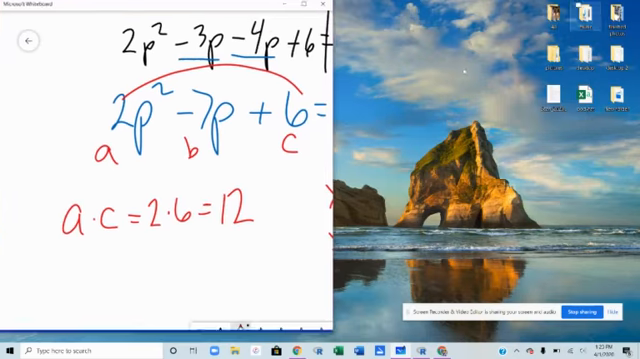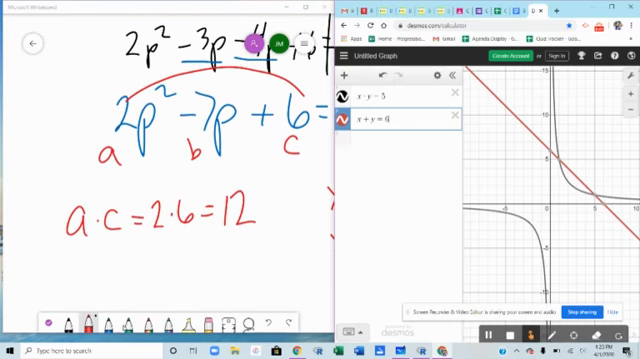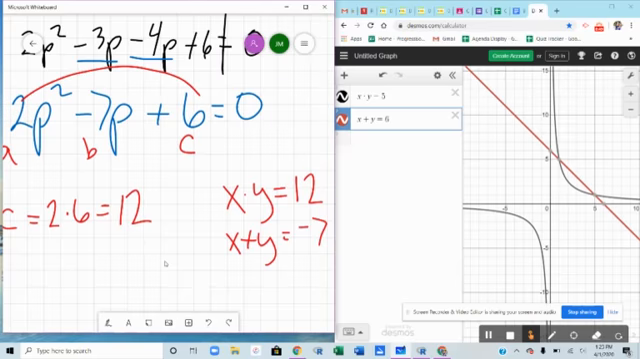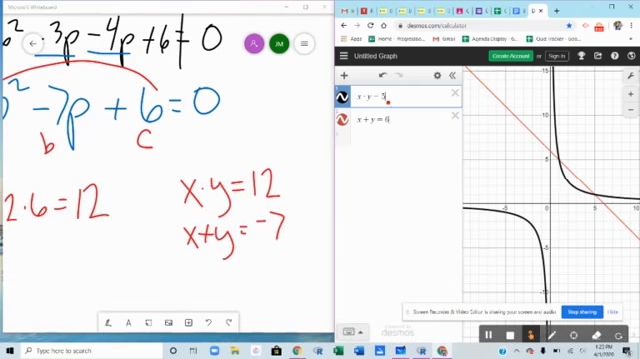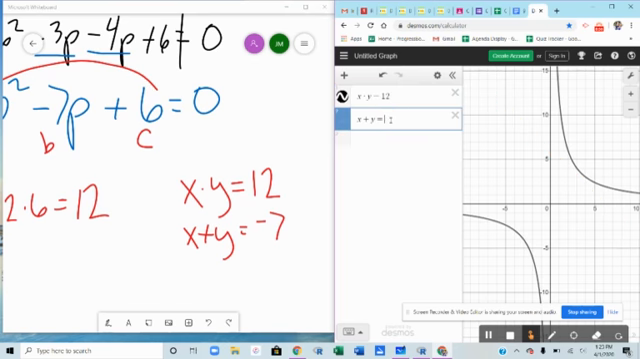So this is where Desmos comes in handy. We come back to Desmos and just delete the ones I have. Instead of x times y equals 5, it needs to equal 12. And then x plus y is supposed to equal -7.